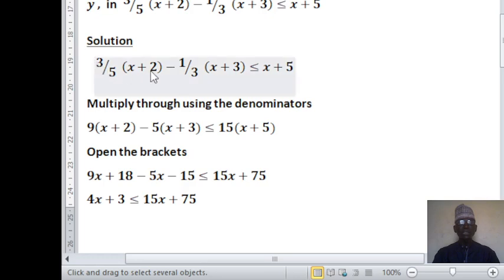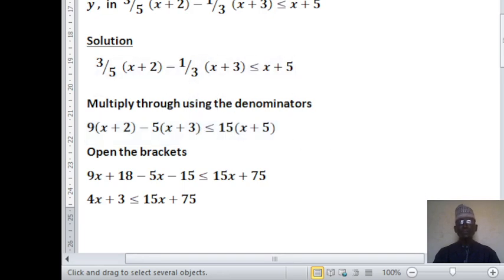In the first place, you have to use 3 to multiply through the brackets. See it? 3 times x, you have 3x. Sorry, we use this 3 to multiply the 3 on top there. That is the reason why you have 9. Then 5 multiplied by 1, that is why you have 5 there. So now use your 9 to open this bracket, while you use your 5 to open the other bracket as you progress.